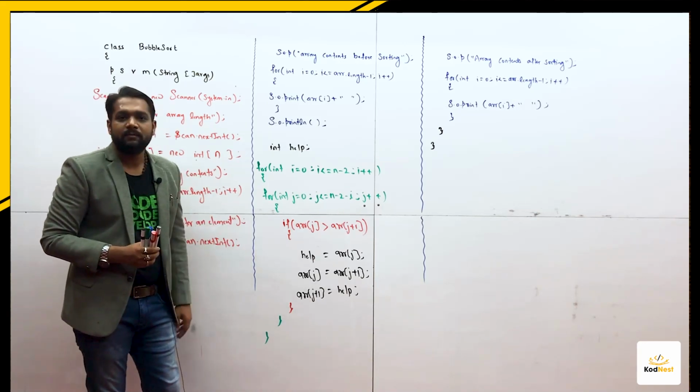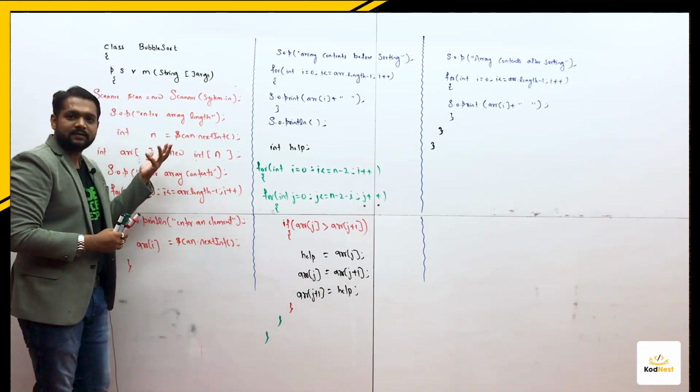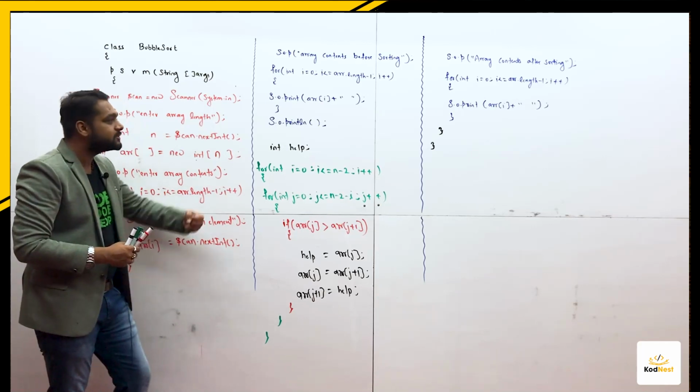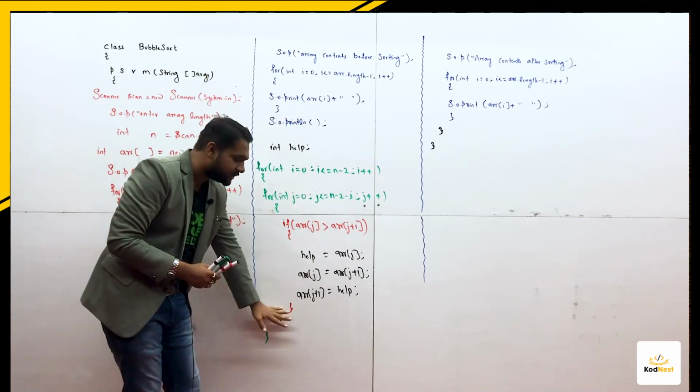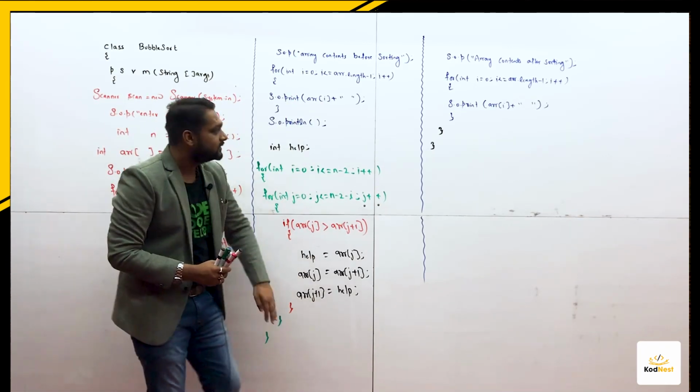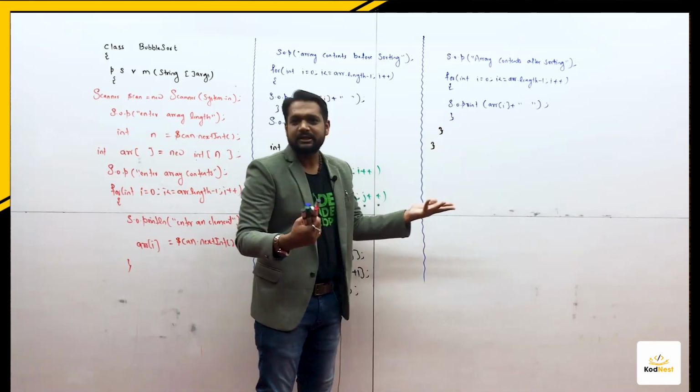Work is over. You take the array length, you create the array, you take the contents, print the contents as they are, sort it by using bubble sort, then print it after sorting. That's it.